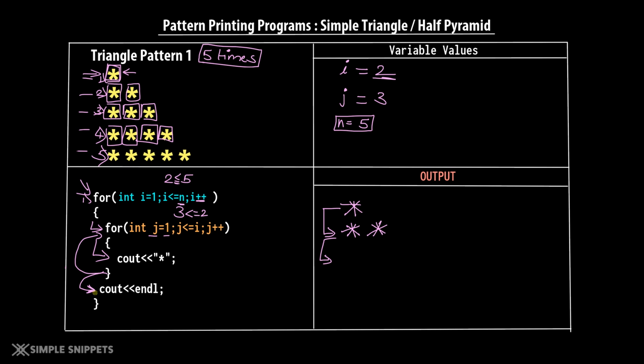Okay. After this you will again go to the start of the for loop, that is the outer for loop. i will become i++. i will become 3. Let's write 3 over here.